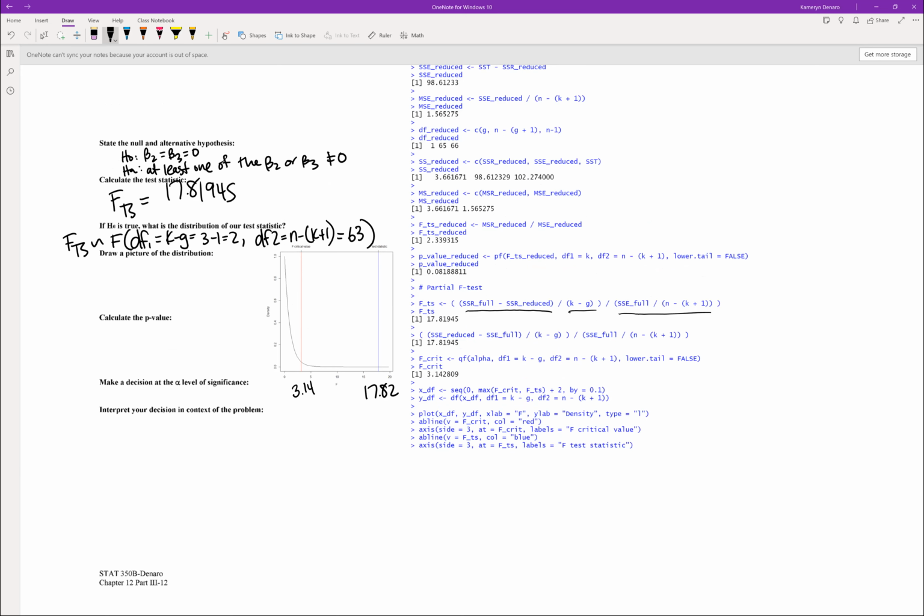Our p-value is calculated, right, by taking the probability. Let's look at this. Let's do PF of our test statistic, 17.81945, where the degrees of freedom 1 is equal to 2, and the degrees of freedom 2 is equal to 63. Let's go into R and calculate that.